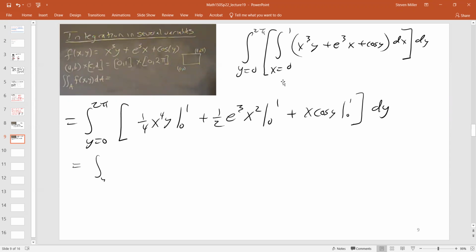All right, so now it's the integral y goes from 0 to 2 pi. 1/4 x to the 4th y when x is 1 and 0. Okay, well, when x is 0, everything's going to cancel. So I'm just going to get 1/4 y plus e cubed over 2 plus cosine of y. Okay? Hopefully I haven't made any mistakes. So now what function has derivative 1/4 y with respect to y?